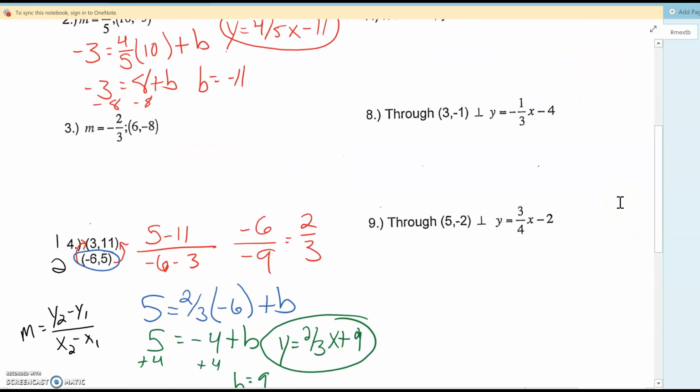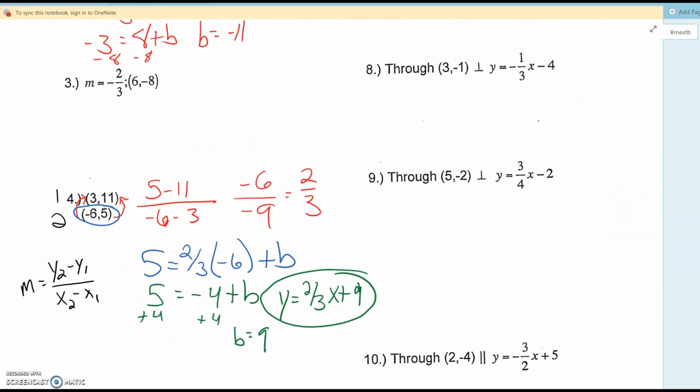All right, number 8. This means perpendicular. Okay, so all that means is I flip the slope. So if this one is negative 1/3, my new slope is 3. Okay, you flip it and you change the sign. That is it. Flip it, change the sign. Then you have your x and your y again.